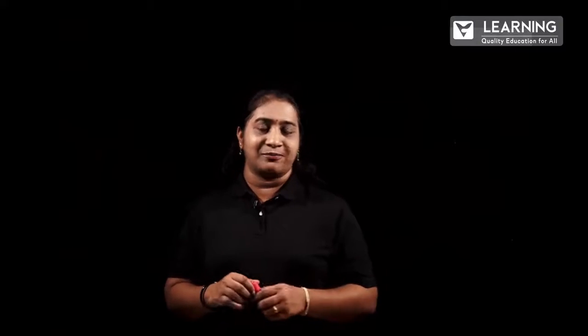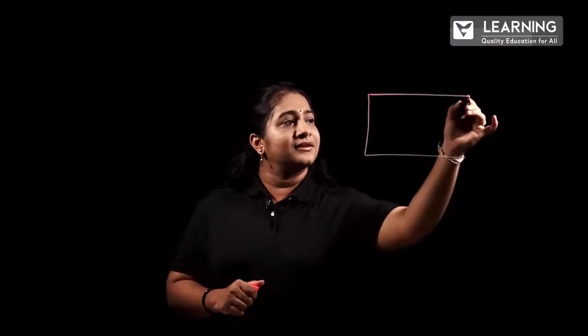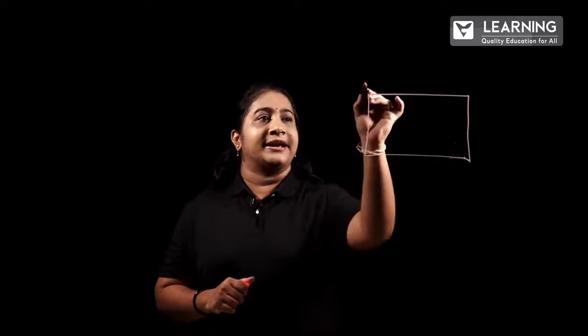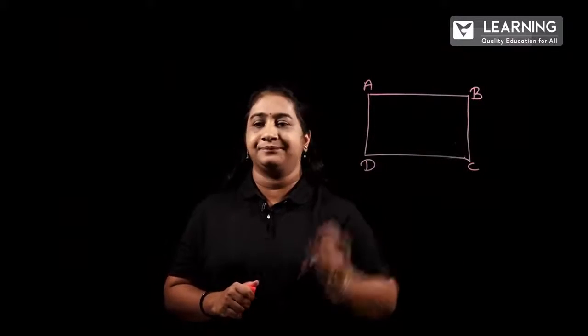In the last class we have learnt exercise 1.1 problems. We have solved all the exercise 1.1 problems. In this session we are going to solve exercise 1.2 problems. Before that I will give you an example. We will take one rectangle, rectangle ABCD.